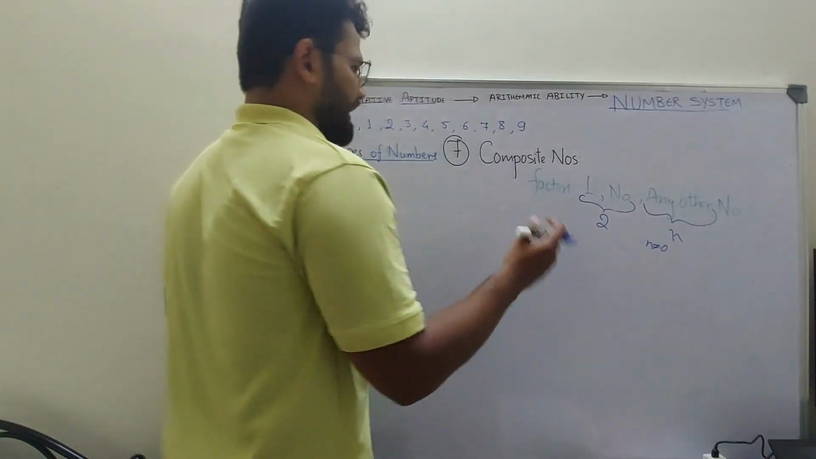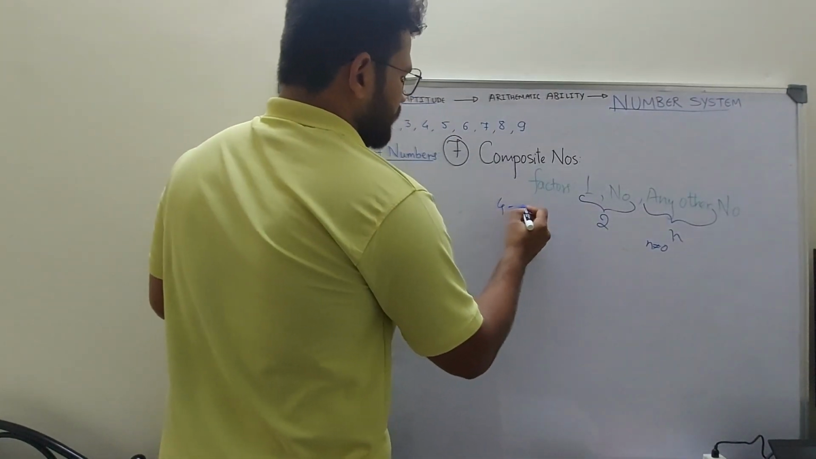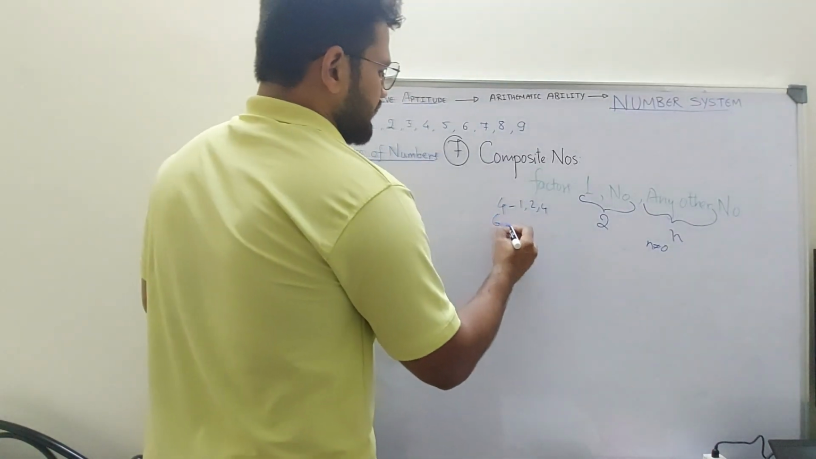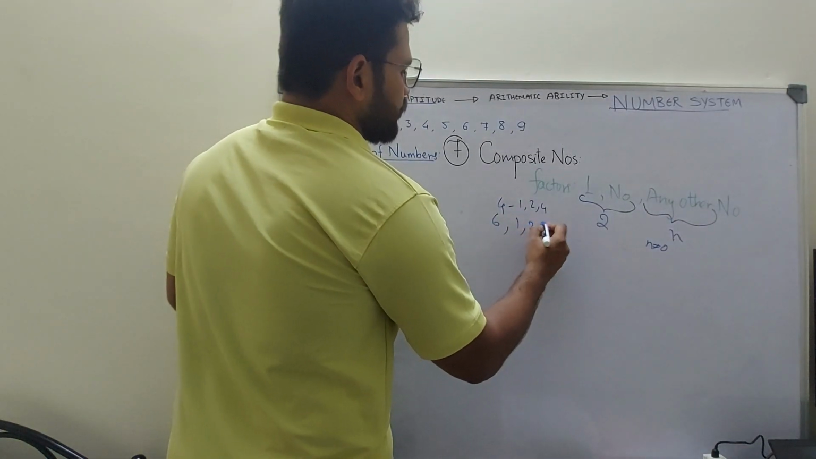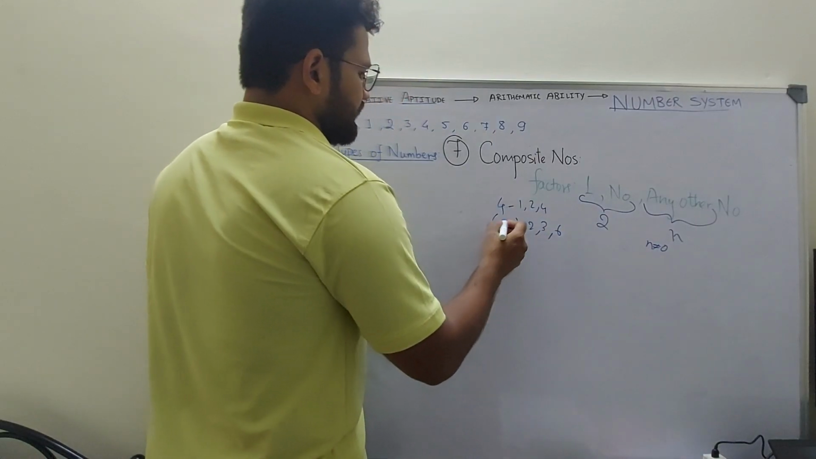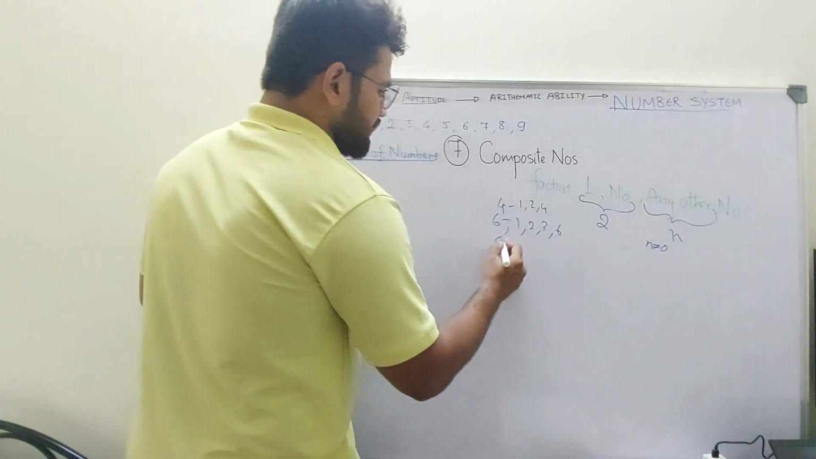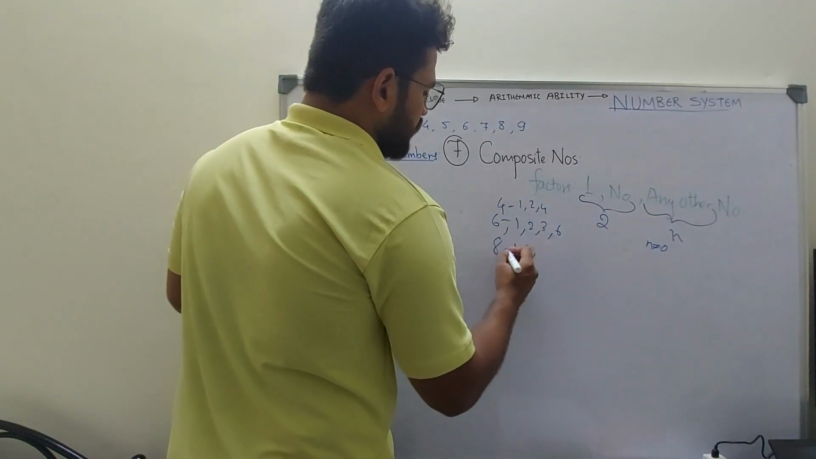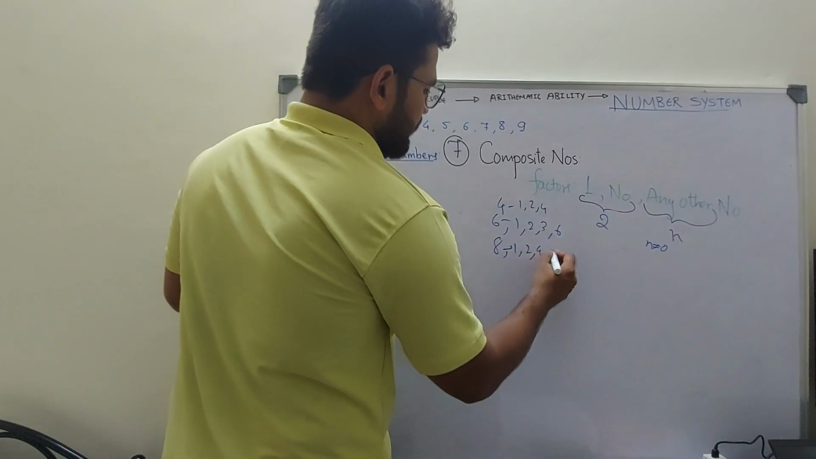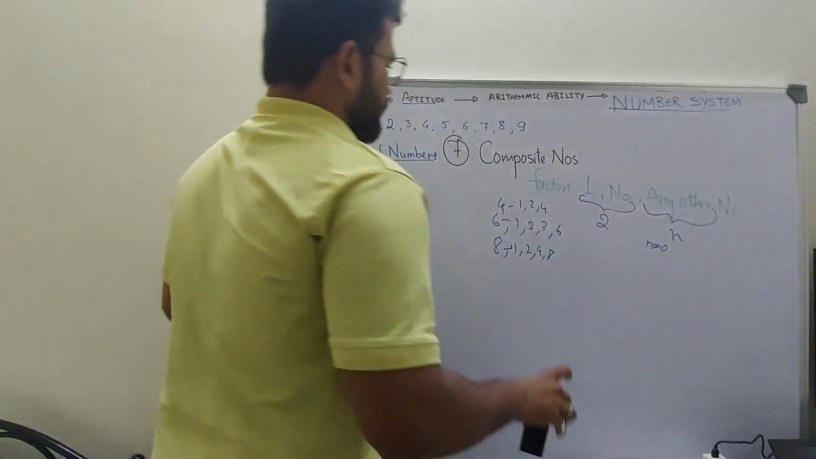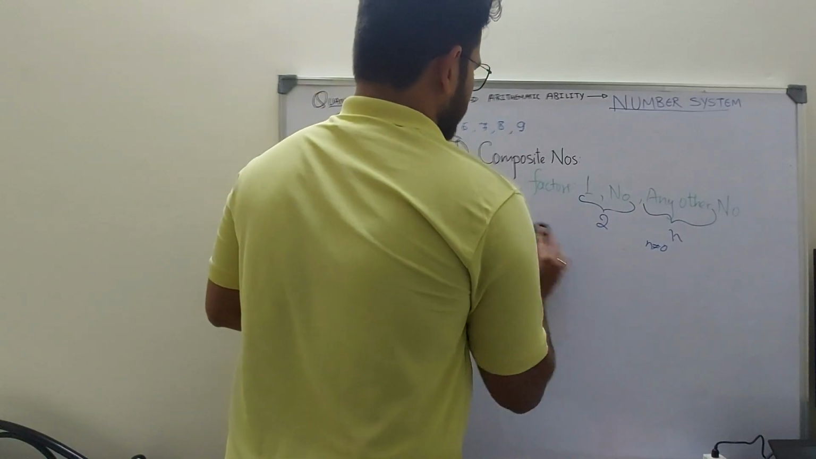The examples are nothing but the numbers which are not prime. For example, 2 is a prime, 3 is a prime. 4 is composite because 4 has 1, 2 and 4. Then 5 is a prime. Then 6 has 1, 2, 3 and 6. Then again 7 is a prime number. Then again 8 is a composite number. Why? Because it has 1, 2, then 4 and then 8 itself. So these are the composite numbers.